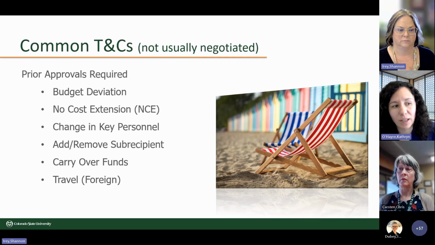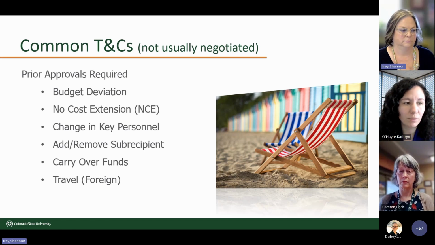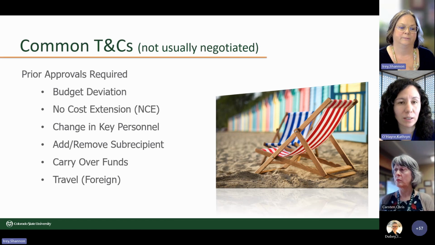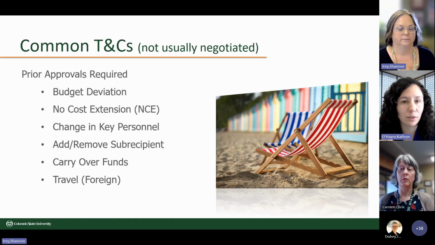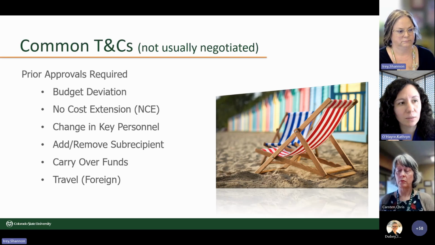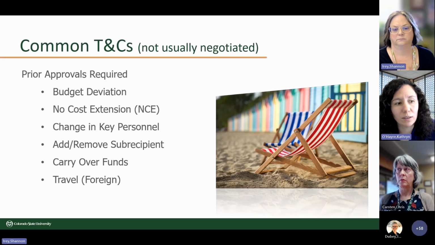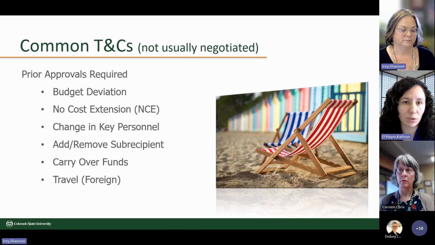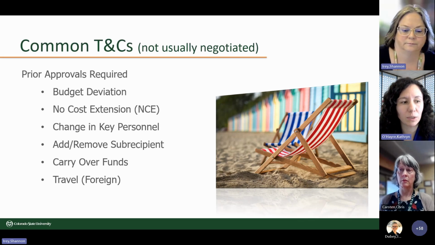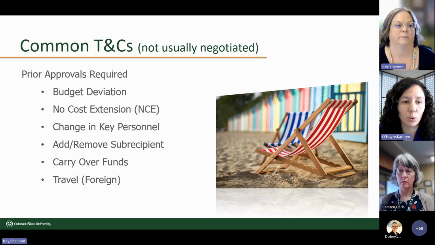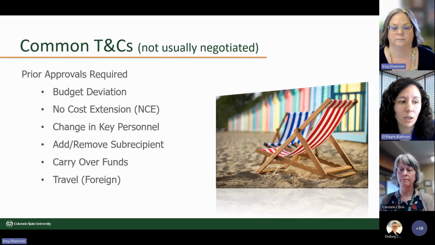Is there anything that we need to flag about change in personnel? That typically does require prior approval, but it's a common T&C that we see, that the sponsor wants to know if we're taking a key person and changing them, not a GRA or an hourly person, but a key personnel. Add in removing a subrecipient. We see this off and on, where some sponsors want more information, some let you manage the relationships yourself if you have already approved subrecipients. So make sure, does your award say if you can add in a new subrecipient? If it doesn't, go request prior approval.